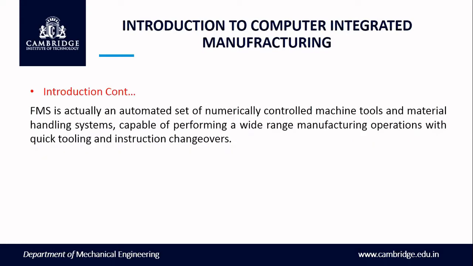Okay, now what is actually FMS, that is, flexible manufacturing system? It is an automated set of numerically controlled machine tools and material handling system. In flexible manufacturing system also there should not be any human intervention. All the things get taken care of by the system itself, automatically. Automation will be there, robotics will be there, everything will be there. Once again, FMS is an automated set of numerically controlled machines, tools, and material handling system.